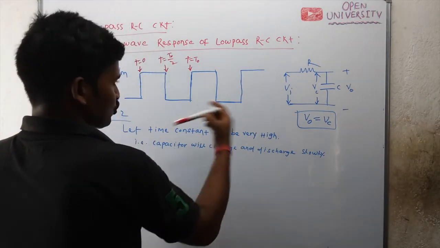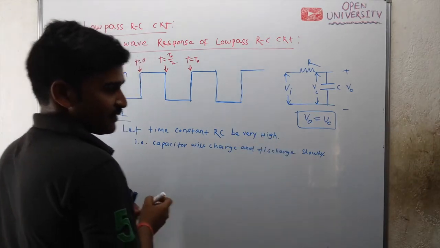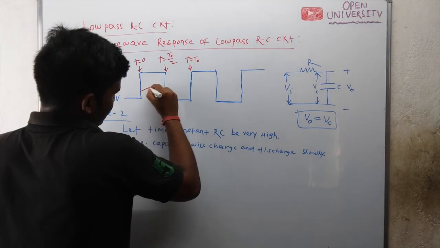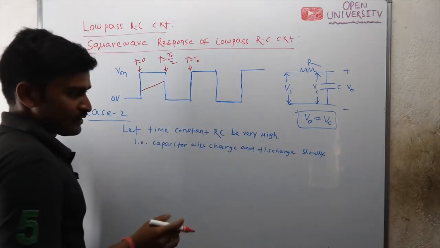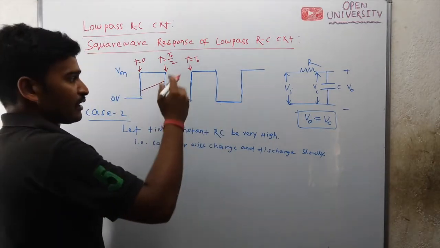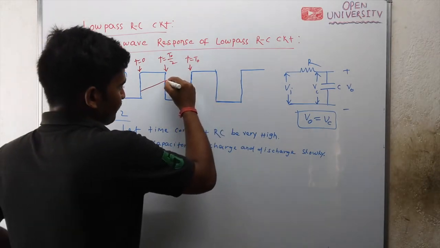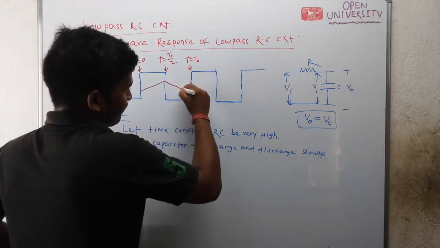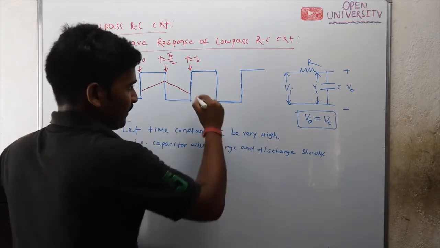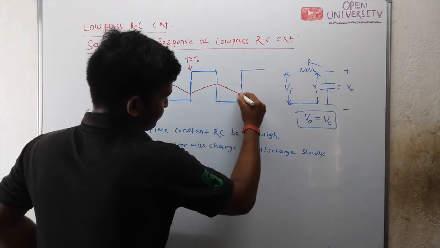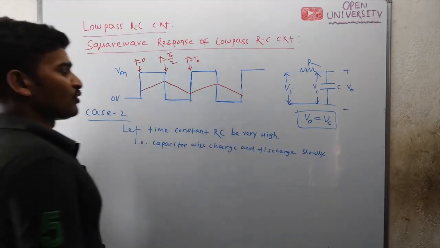Capacitor voltage will slowly increase because the time constant is very high. So slowly the capacitor voltage will increase like this. Very slowly it will increase by a little amount, and also it will decrease slowly. Slowly the capacitor voltage will decrease. This kind of output will be obtained.